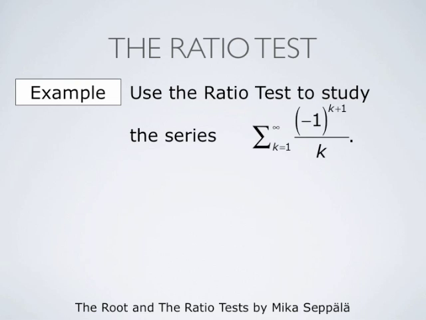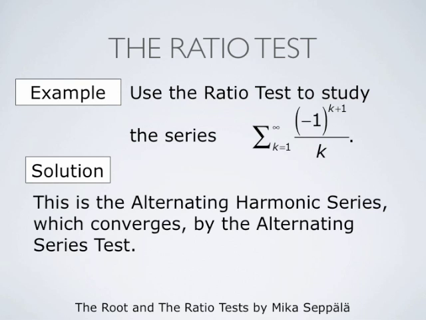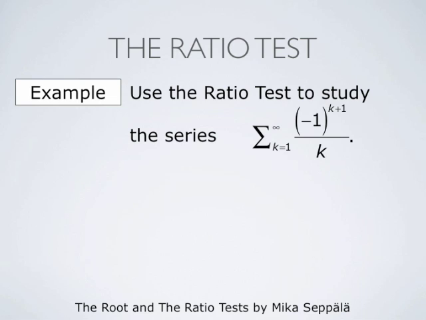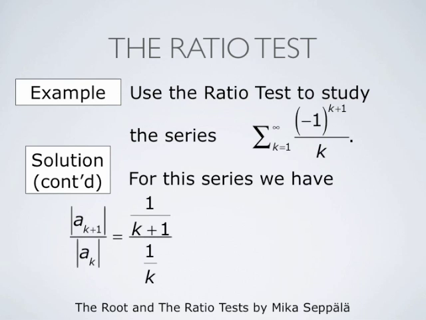Let us use the ratio test to study the series summation k from 1 to the infinity negative 1 to the power k plus 1 divided by k. This series is the alternating harmonic series which converges by the alternating series test. Let us see what the ratio test tells us about this series. For this series we have that the absolute value of ak plus 1 divided by the absolute value of ak is 1 divided by k plus 1 and that divided by 1 divided by k. And this simplifies to k divided by k plus 1, which approaches 1 as k goes to the infinity.